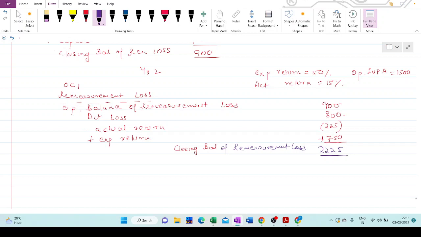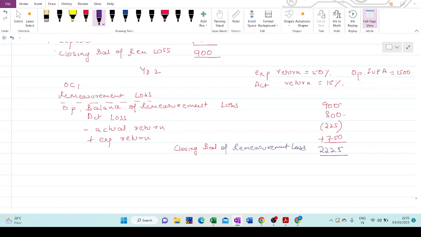If my expected return assumption is unrealistically high, then my actual return would always be less than my expected return. Guys, can we understand this? Yeah, and closing balance will also be high in that case, right? Yes, and this will cause my remeasurement loss to keep on increasing year on year, right?